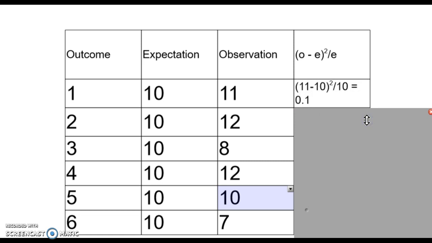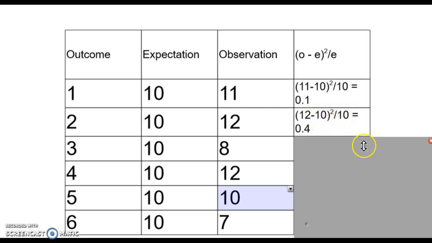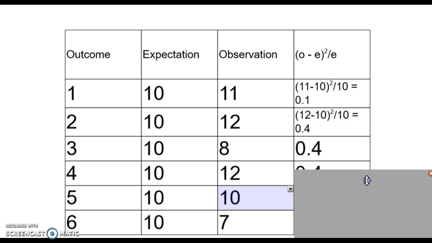So let's do the first one here. For face number one, for having a 1 show up, we expected 10, we observed 11. So observed minus expected is 11 minus 10, which is 1. 1 squared is 1, and 1 divided by 10 is 0.1. We could do the same thing for the 2's. 12 minus 10 is 2. 2 squared is 4. 4 divided by 10 is 0.4, and so on and so forth.